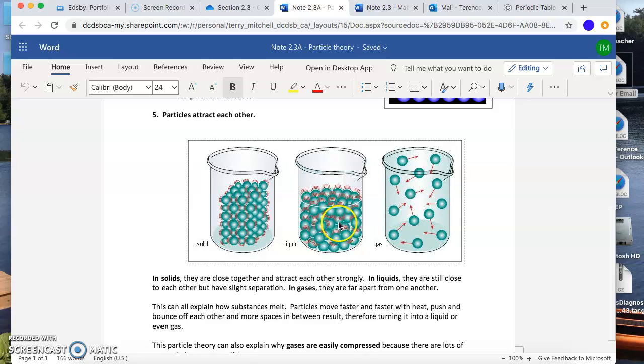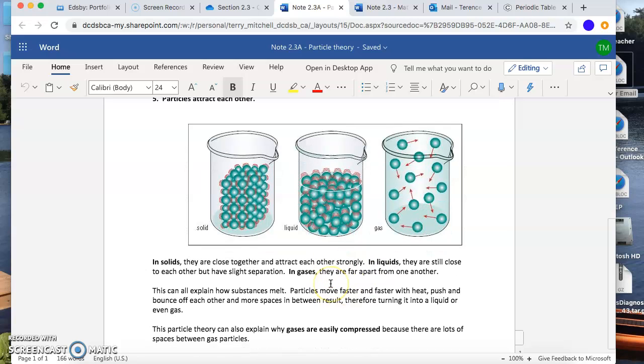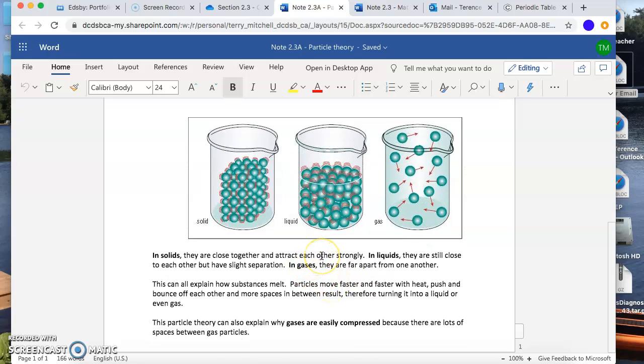If we continue to heat it up, then the particles move around faster and faster and faster, and there's less gravity holding them together, and they're able to spread out even more. And so that's like the air in the room around us. It's taking the shape of the room, and those air molecules are moving all over the place. So in solids, they're close together and they attract each other strongly. In liquids, they're still close but have some slight separation, and in gases, they're far apart.